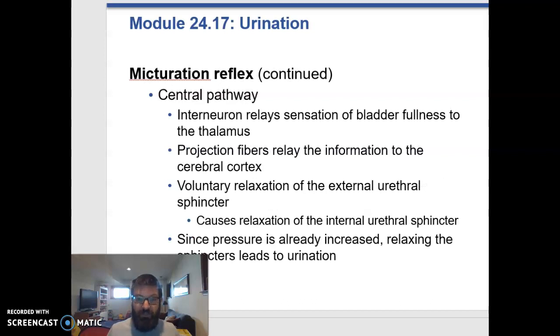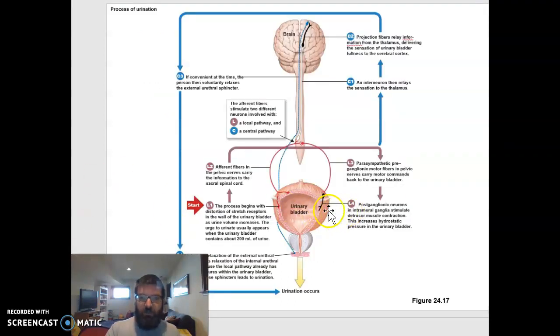The central pathway sends that bladder fullness to your brain so that you are then aware of the fact that you have to pee, and you can hold it, meaning maintain the tension in your external urethral sphincter, or you will have to voluntarily relax that sphincter, which will then allow the urine to leave. And this is a nice general look at the local reflex as well as the long reflex, which sends it back to your brain and makes you aware of that.